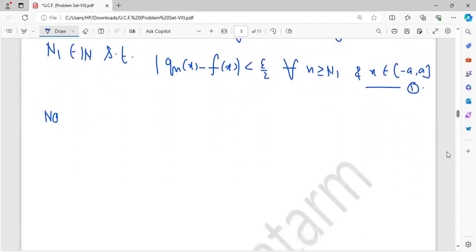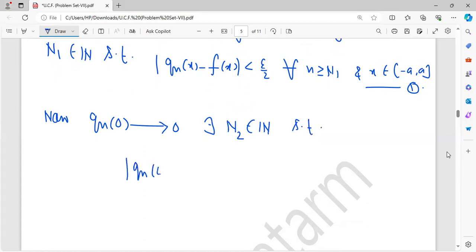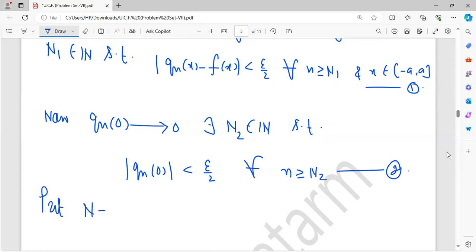Now, Qn(0) tends to 0. There exists N2 belongs to N such that |Qn(0) minus 0| is less than epsilon by 2 for all n greater than capital N2. Now put capital N is equal to maximum of N1, N2.